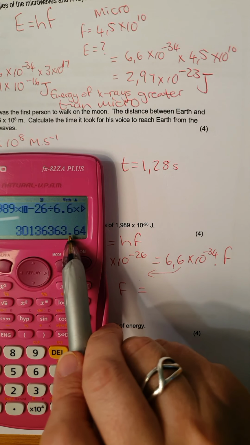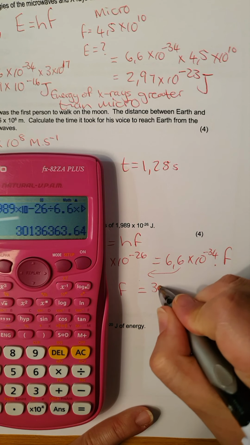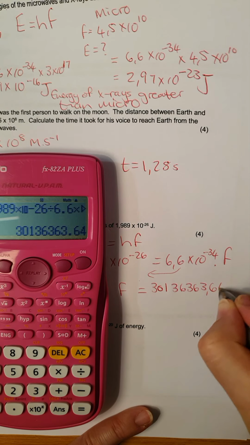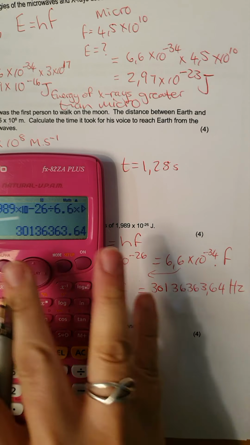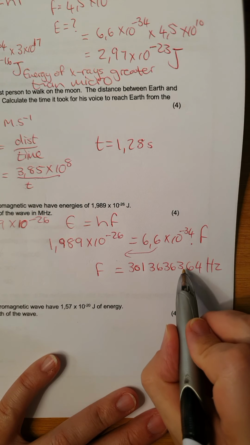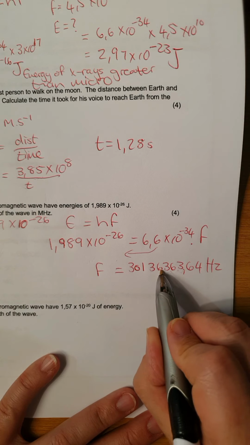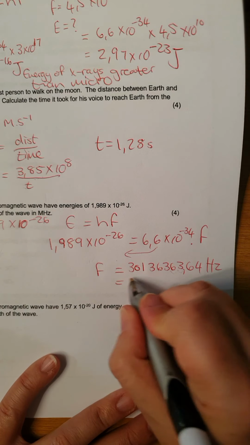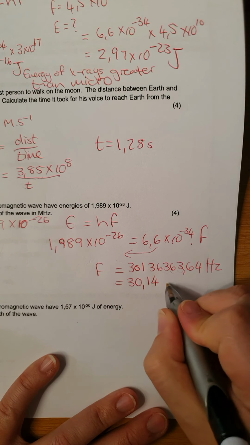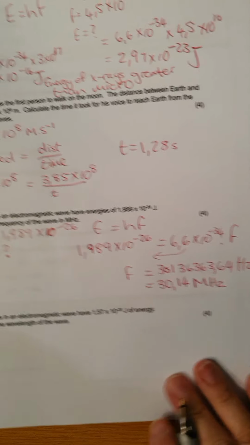It's quite long, and we want it in megahertz. So it's 30,136,363.64 hertz. Now they said into megahertz, so we're going to move this by 6, because mega means a million. 1, 2, 3, 4, 5, 6. So it's 30.14, to 2 decimal places, megahertz. And there is our megahertz.